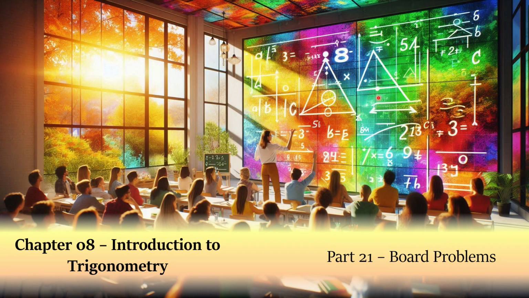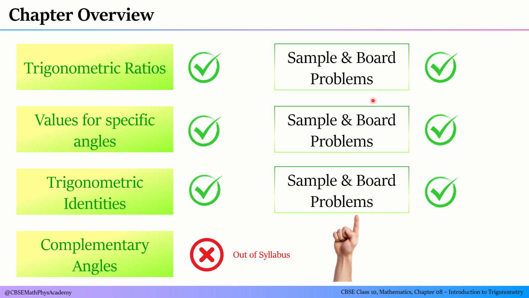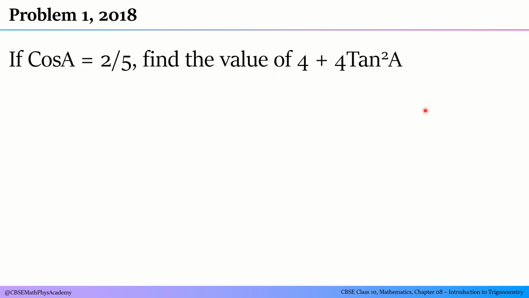Welcome back, students. We will continue discussing a few more board problems on trigonometry. So currently we are working on the sample and board problems. The first problem is: cos A is equal to 2 by 5. Find the value of 4 plus 4 tan square A.